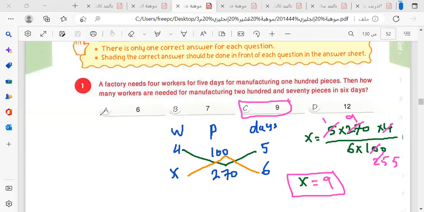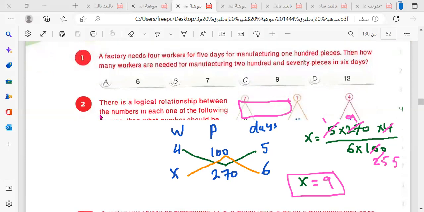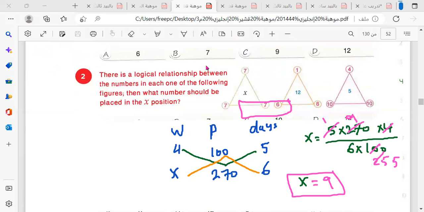Okay, now we will go to the second question with Ritaj. Please, Ritaj, read question number 2. There is a logical relationship between the numbers in each one of the following figures. Then what number should be placed in the X position? Yes. What will I do here?